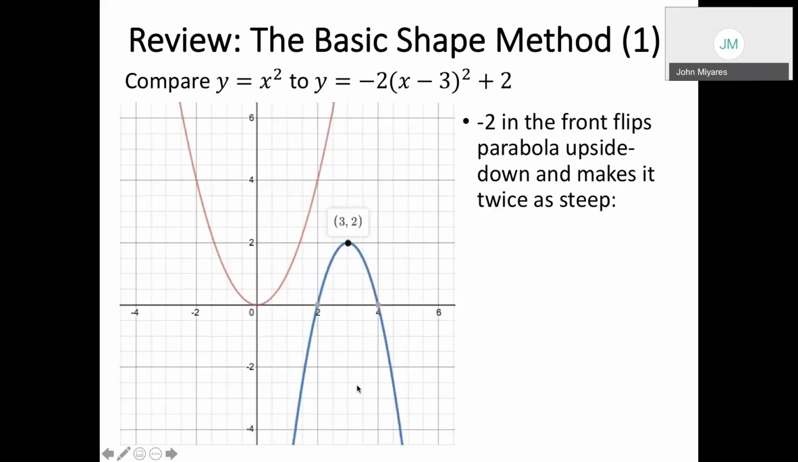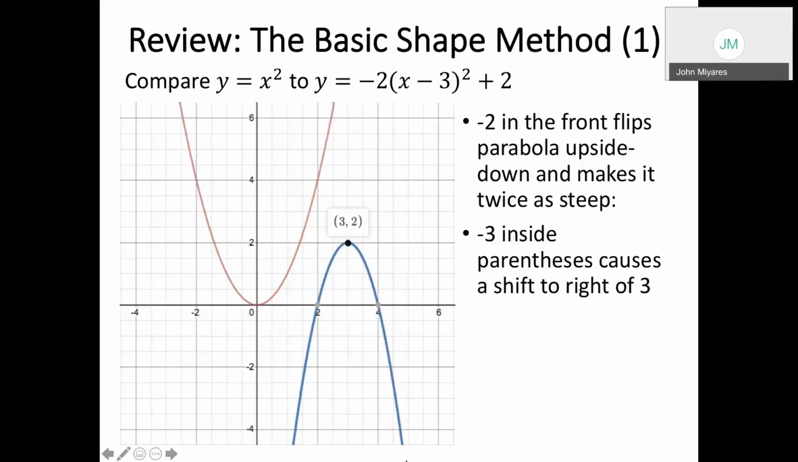Also, by doubling the values being squared, the blue parabola is going to be twice as steep as the red parabola. So instead of first going over 1, up 1, then over 1 more, up 3 more, in this blue parabola, we're going over 1, down 2, and then over 1 more, down 6. The minus 3 inside the parentheses is going to shift the parabola to the right by 3 units. We saw this behavior when we were working with conic sections back in the first few weeks of this class.